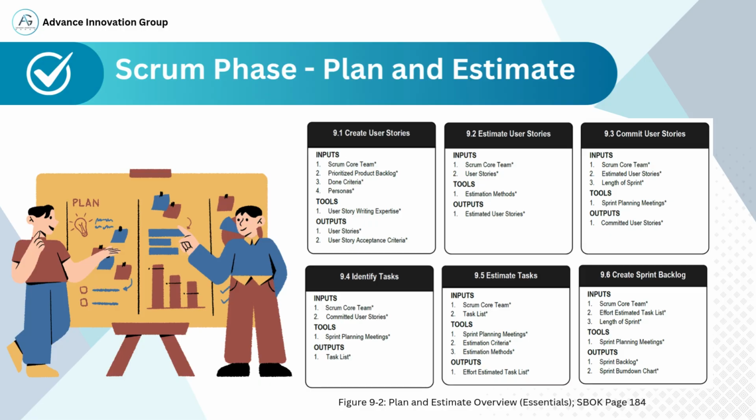This becomes the team's work plan for the sprint, and it is monitored using tools like the Sprint Burn-Down chart. The outcome of this phase is a clear, realistic plan for the sprint that is both collaborative and value-driven.